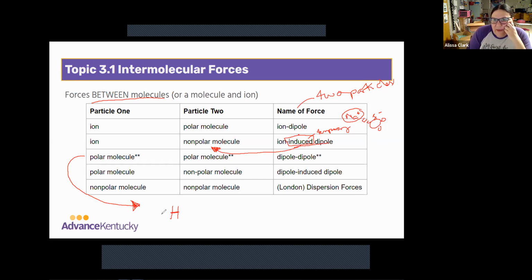And as far as the AP curriculum goes, there are three atoms that when bonded to a hydrogen can cause that hydrogen to be very, very partially positive. Type in the chat for me, what 3 atoms can potentially be bonded to hydrogen to generate a hydrogen that can hydrogen bond?